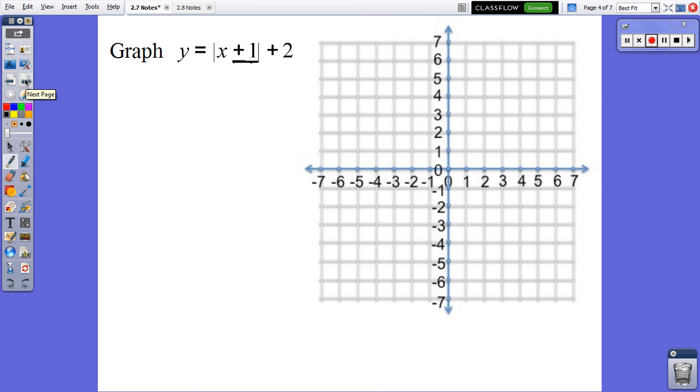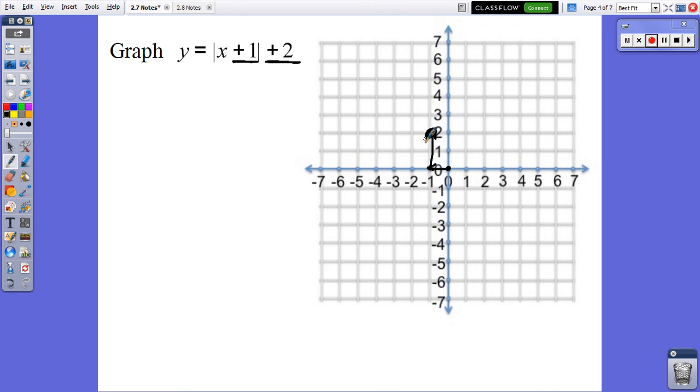It's good to think of the vertex here. It's going to take that vertex and shift it to the left one. I mean, it does shift the whole graph to the left one, but it's good to think of the vertex. Then this plus 2 over here is going to shift the entire graph up 2. So the vertex, if we think it would normally be at 0, 0, is going to go to the left 1, and it's going to go up 2. So this is where the vertex is.